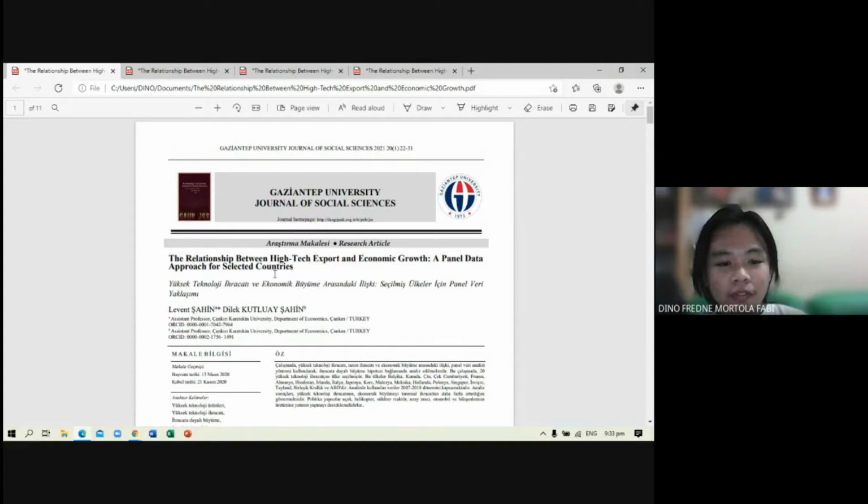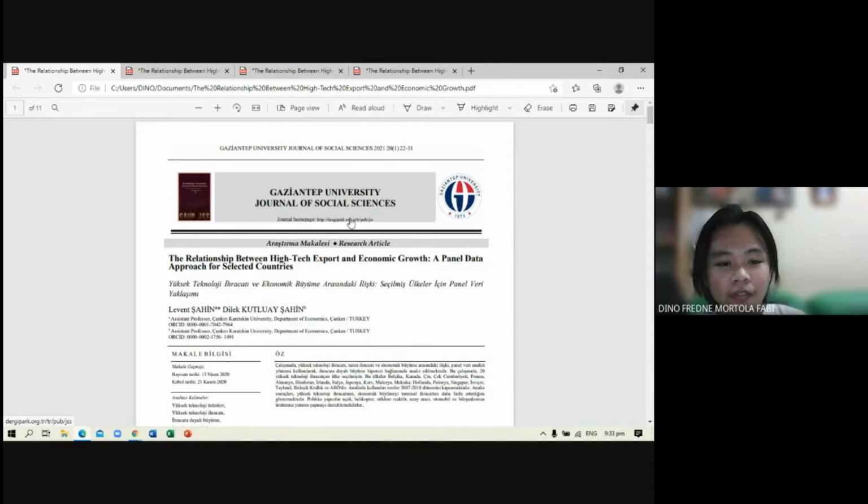The research aims to investigate the relationship between high-tech export, agriculture export, and economic growth for the selected countries using panel data analysis. This paper consists of 20 selected countries. The selected countries have the exportation of the most high-tech products according to the World Bank statistics.